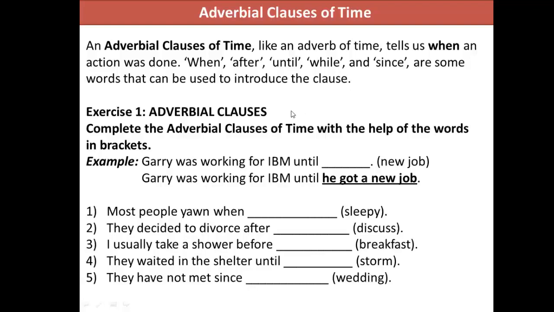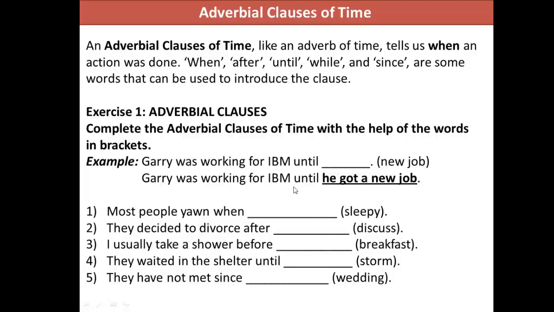Now look at here, this is an exercise on adverbial clauses of time that you need to do. And what you have to do is to follow the direction here. Complete the adverbial clauses of time with the help of the words in brackets. For example, Gary was working for IBM until, bracket, new job, and the whole correct sentence is Gary was working for IBM until he got a new job. Until he got a new job is an adverbial clause of time in the sentence.